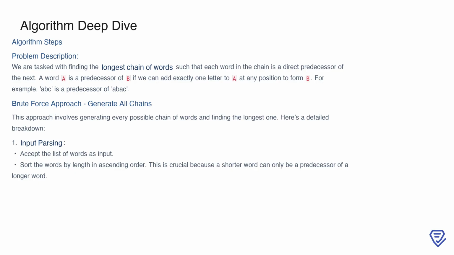A straightforward, though inefficient, approach to solve this is to generate all possible chains of words and identify the longest one among them. The first step in this brute force approach involves parsing the input list of words and sorting them by length in ascending order. This sorting is critical because a shorter word can only serve as a predecessor to a longer word, ensuring that we only compare words in a logical sequence. This sets the stage for building and analyzing chains systematically.